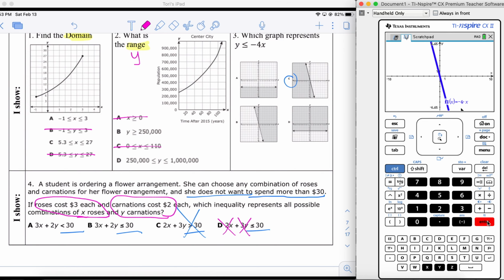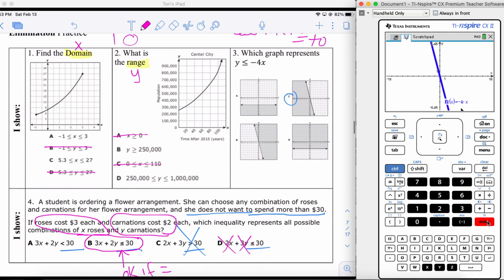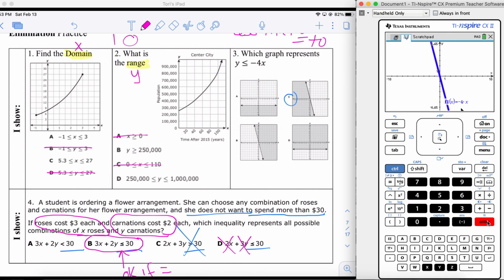From there, I've got a 50-50 shot. You might know the difference, you might not, but this gives you the best chance of getting your answer right, okay? Not wanting to spend more than $30 still means that you are okay if it's equal to $30. You just don't want to spend more than that. So in this case, our answer would be B. Same thing on 1 and 2. We didn't really answer it, but we gave ourselves the best chance to be successful.